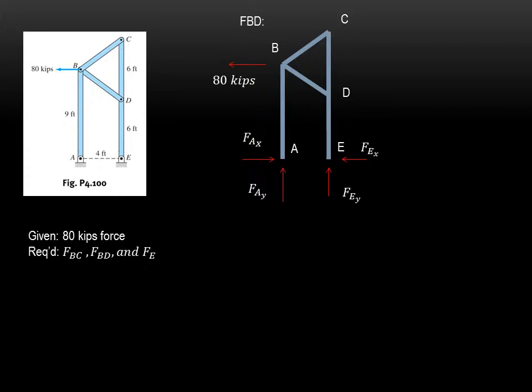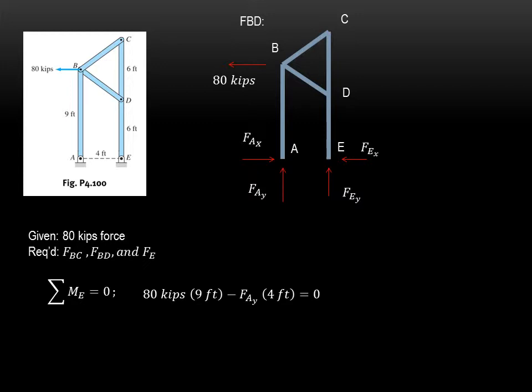First, let us establish a moment at E, since F sub x, F sub y, and F sub ax intersect point E at their line of action. So we will not be evaluating those forces. If we are to use point E as a moment center, we will be evaluating two forces, the 80 kips force and force F sub y.